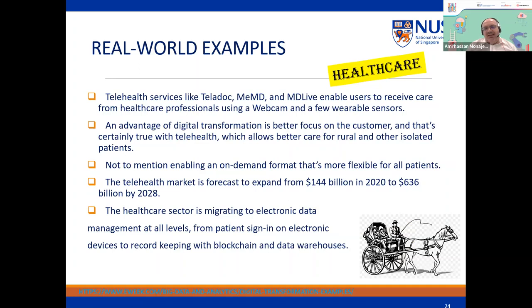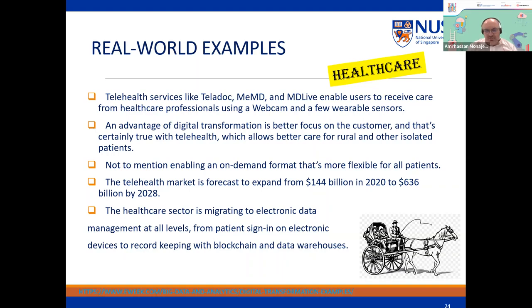Telehealth, if we want to have another example of real-world applications of AI and machine learning in digital businesses after digital transformation. Telehealth services like TeleDoc, MeMD, MDLive are some services. Telemedicine or telehealth means enabling users to receive care from healthcare professionals using a webcam and a few wearable sensors. You have a webcam that captures you and a few wearable sensors send your data to some professionals and they decide about how to help you.